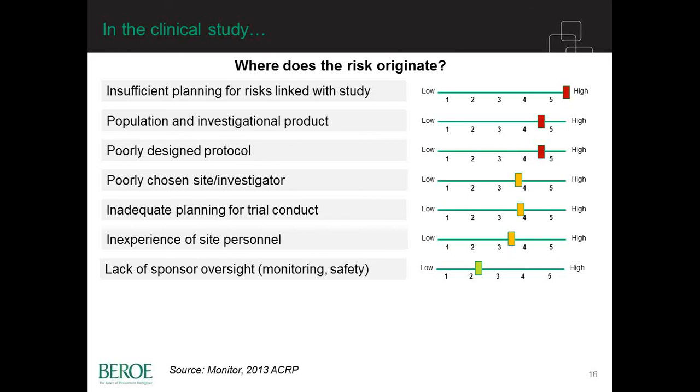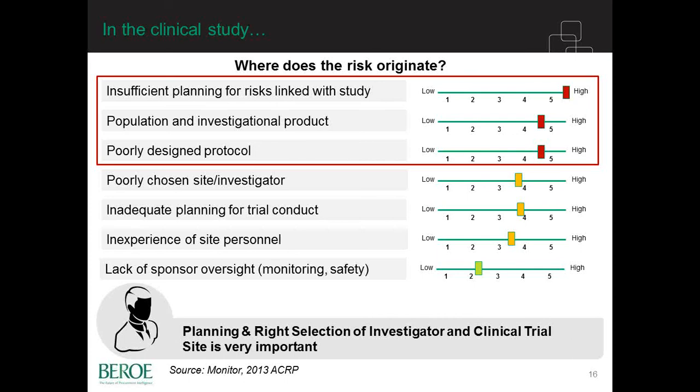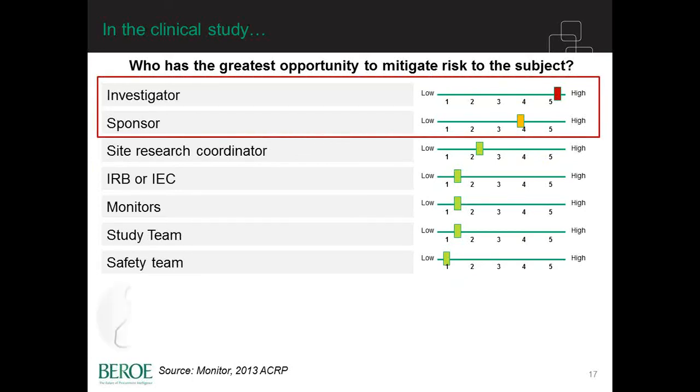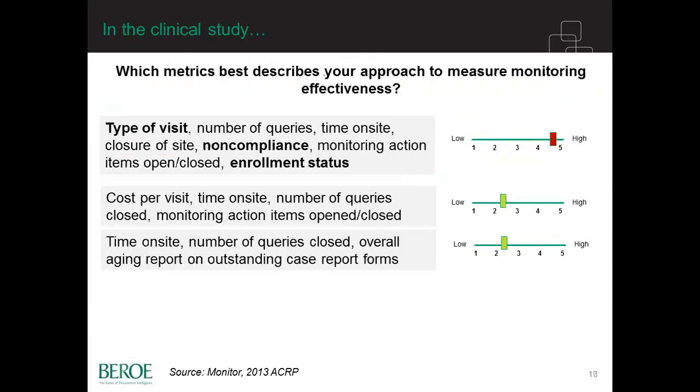As per the study conducted by ACRP, the Association of Clinical Research Professionals, we found that in a clinical study the risk originates from insufficient planning, the population or volunteers enrolled, or how the protocol has been designed. An outcome of the research was that the planning and right selection of investigators, principal investigators, and clinical trial sites is very important. And then, who has the greatest opportunity to mitigate this risk to the subject and make the trial successful? Of course, the investigator, followed by the sponsor. So the outcome of the research again was that the training of these investigators and the continuous communication between sponsor and investigator will play a very critical role in making any trial successful.